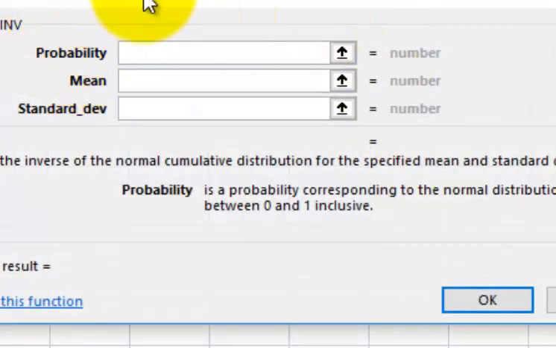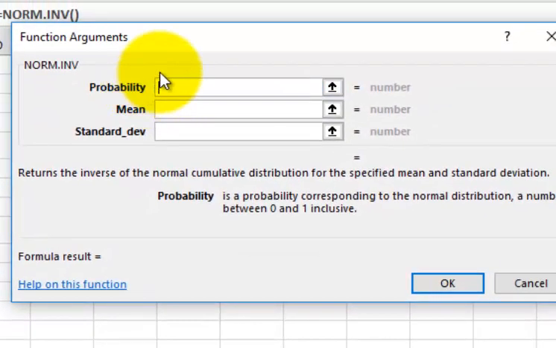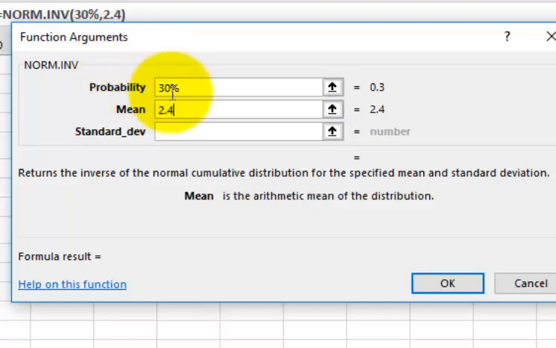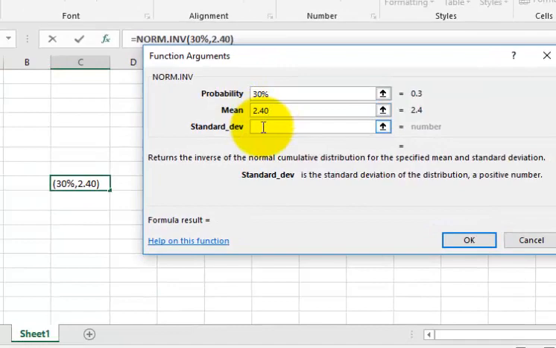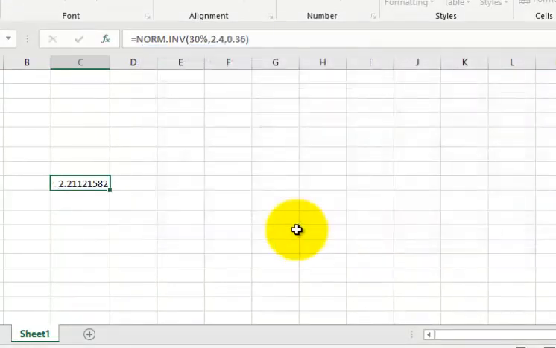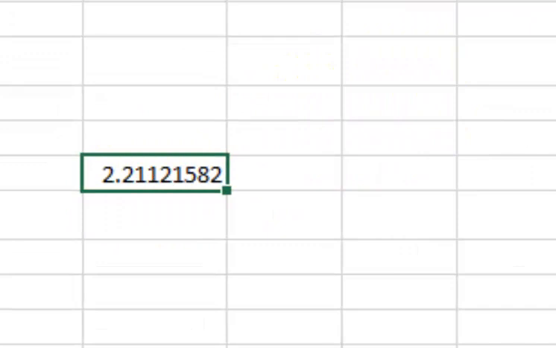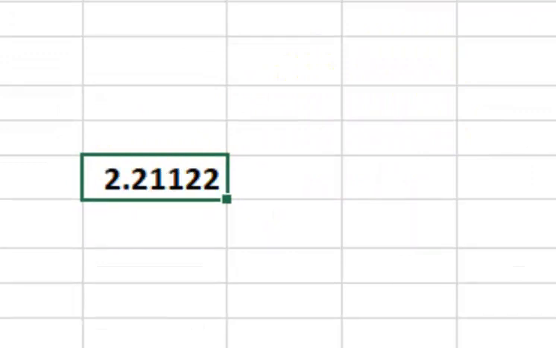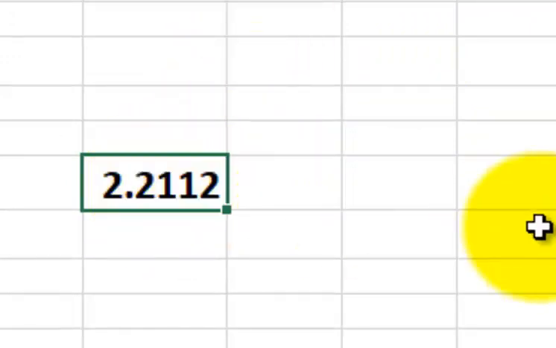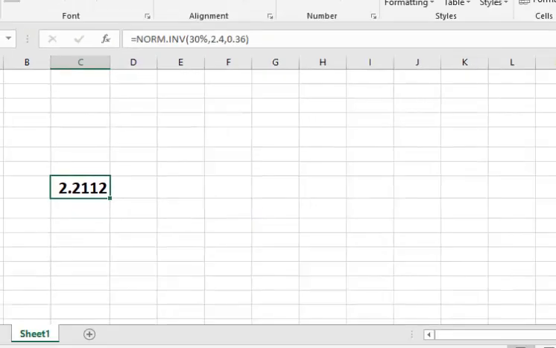And the first thing is the probability. All these are less than, so we want the probability of 30%, and Excel does recognize percentages, so you can do that or put it into a decimal. The mean is 2.40. Standard deviation is 0.36. Click OK. Bam. That is the answer. Let me make it bigger for you. So in other words, 30% of the kittens should weigh less than 2.2 pounds. Next question.